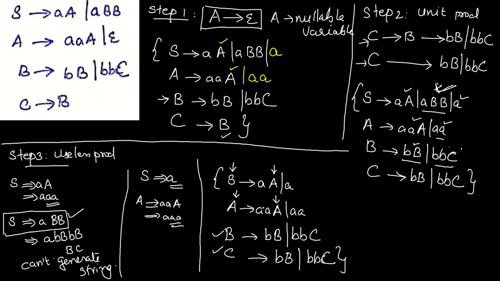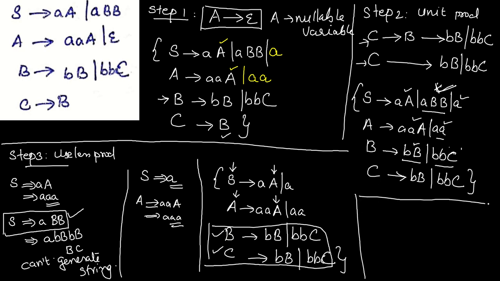After removing these two, our final production will be like this. This is our final answer. S gives a or A, and A gives a or A. And here you check whether any useless productions remain. There is no useless production remaining. From S gives A, I can give a string, and A gives a also. This will give the string. So this is our final answer. This is the simplified grammar.